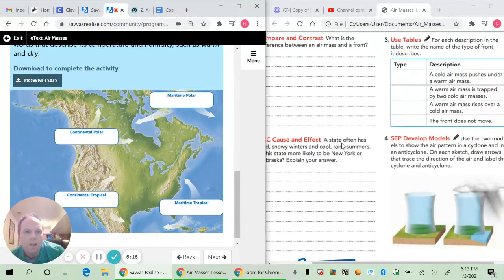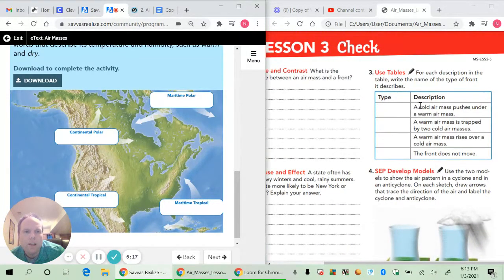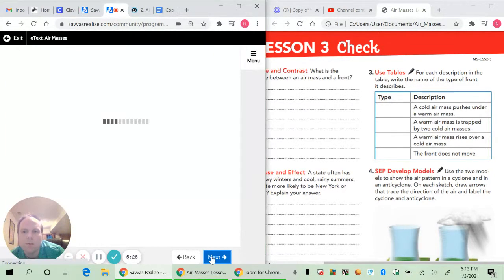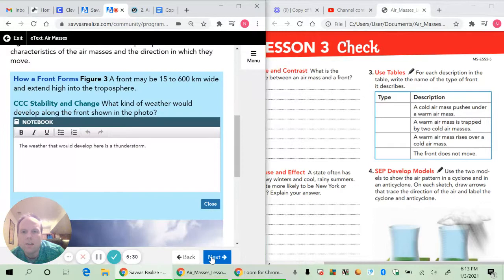Okay. All right, for number 3, this is a table and it's showing you some different types of fronts. And you want to match up each type of front with that. So what I would do is I would go back to the fronts where we have our model of those in the eText.